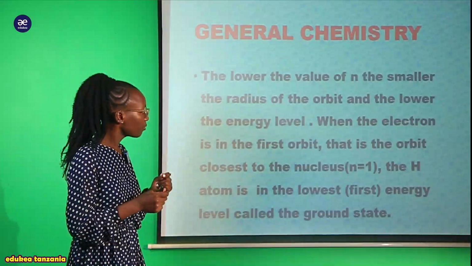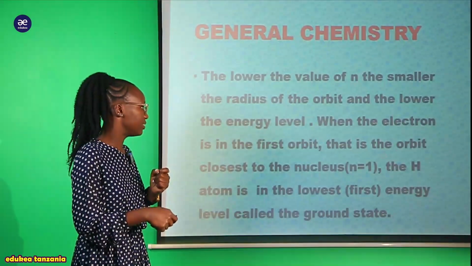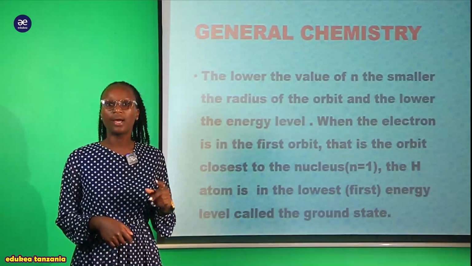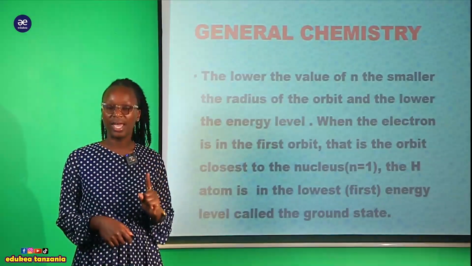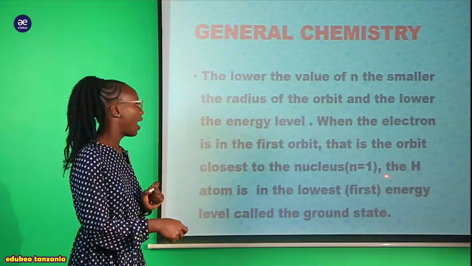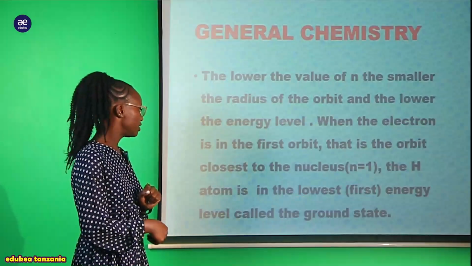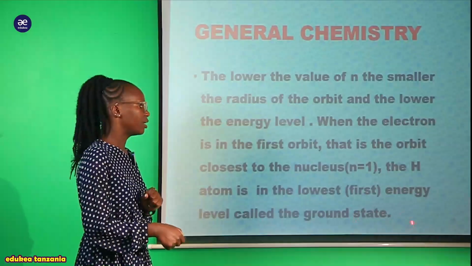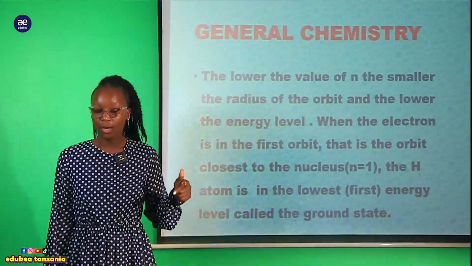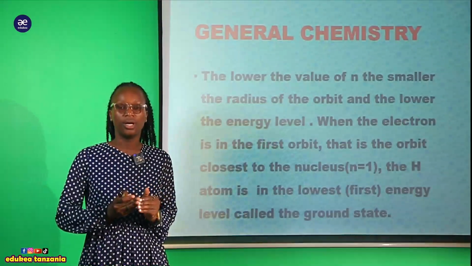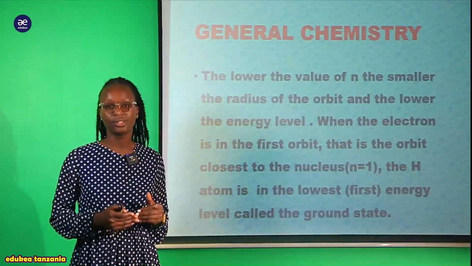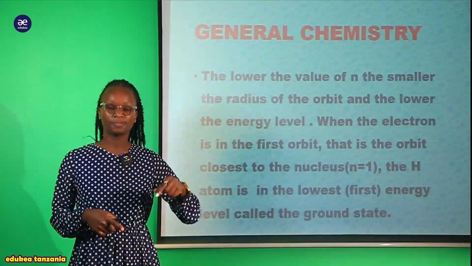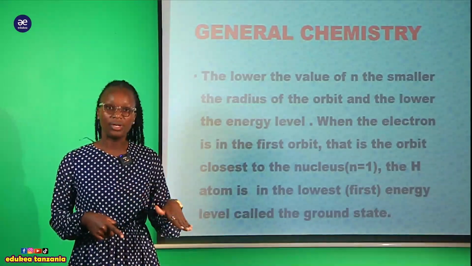So you can see that when the electron is in the first orbit, that is the orbit closest to the nuclear, ambayo n is equal to 1. Maana yake kwamba pale ile quantum number yetu ambayo ni n itakuwa sasa ngapi? Na 1. So the H atom or hydrogen atom is in the lowest, ambayo ni first energy level, called the ground state. Hasa hapa maana yake kwamba the hydrogen atom itakuwa the what? At the lowest. Ina maana itakuwa imeexist ile ground state. Maana kwamba ipo I mean at the ground level.